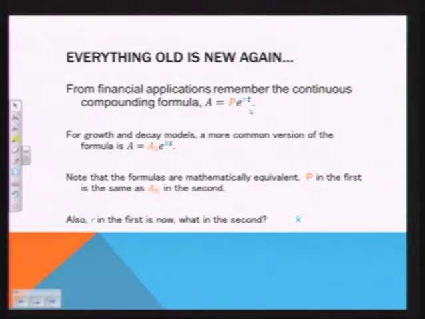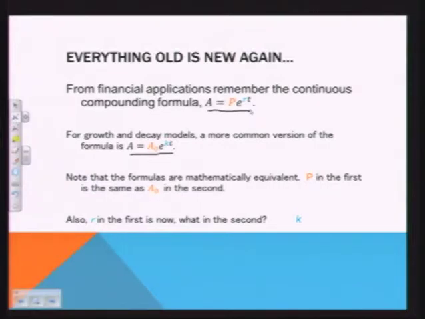formula. The amount of money that you have at any given time t is equal to P, which was our principal, the amount of money we started with, times e to the RT, where R was the interest rate that we were given. Well, for growth and decay models, we have a more common version of the formula, which is A equals A sub 0 e to the KT. Now, I've color-coded this on the PowerPoint so we can see that these are really the same formulas, just different letters. And the letters really don't make any difference as long as we keep up with those.